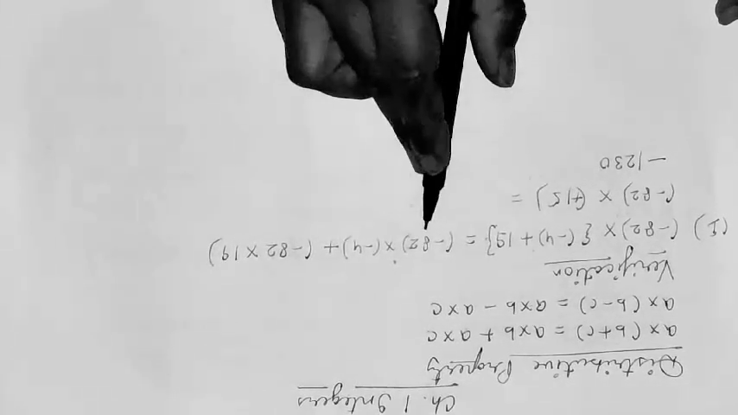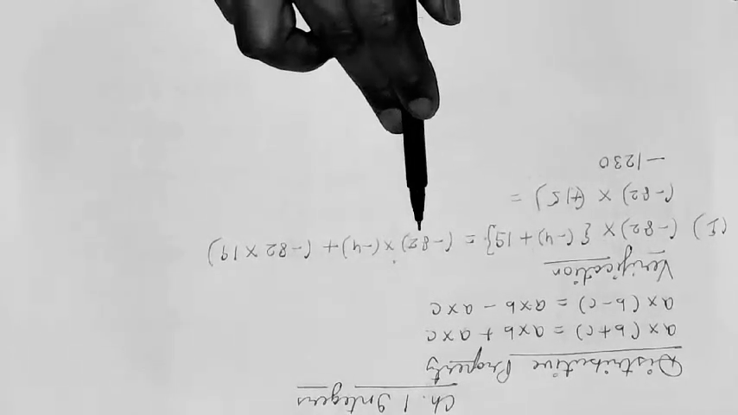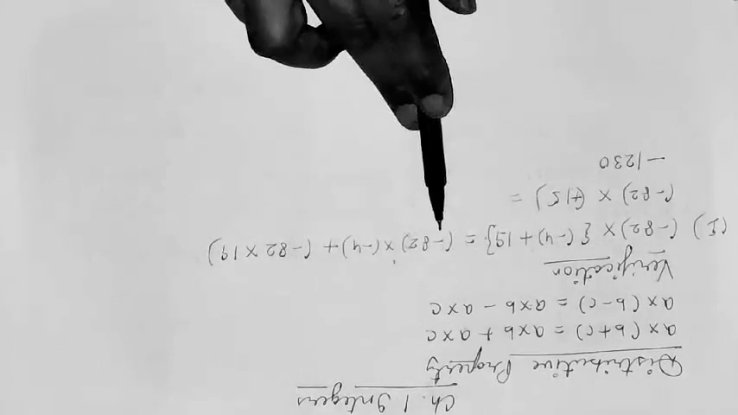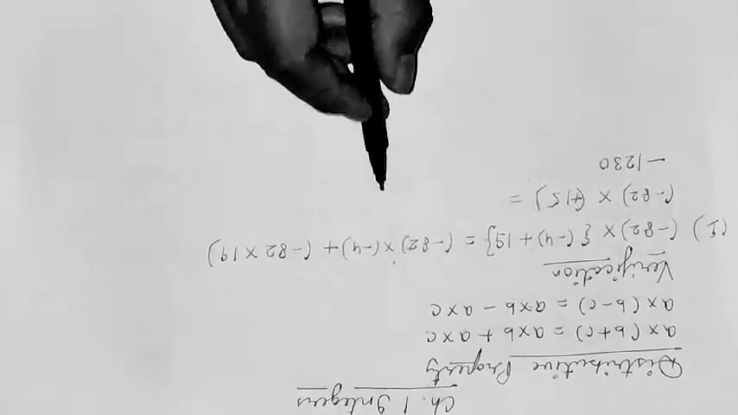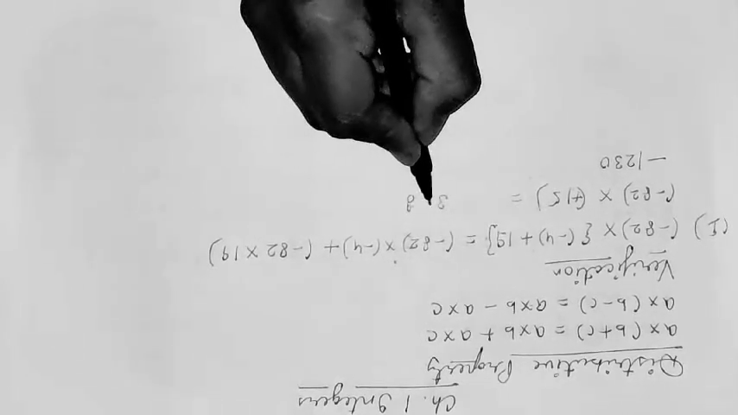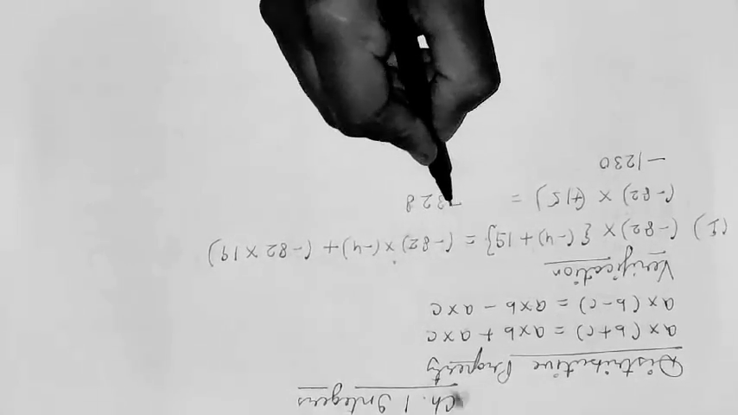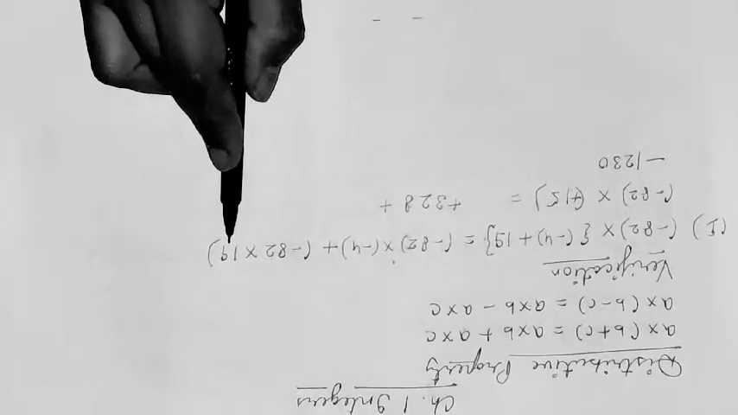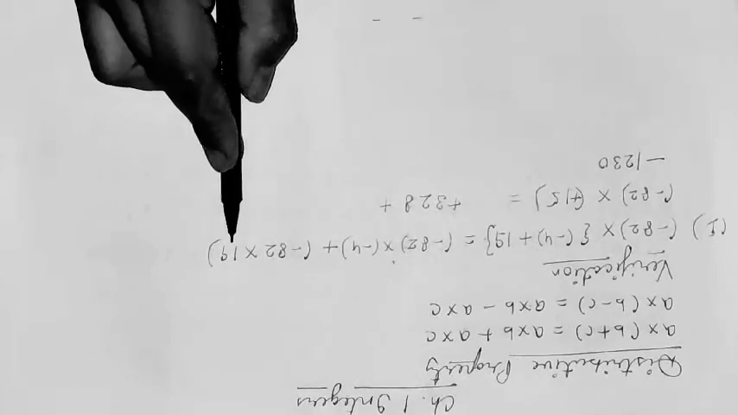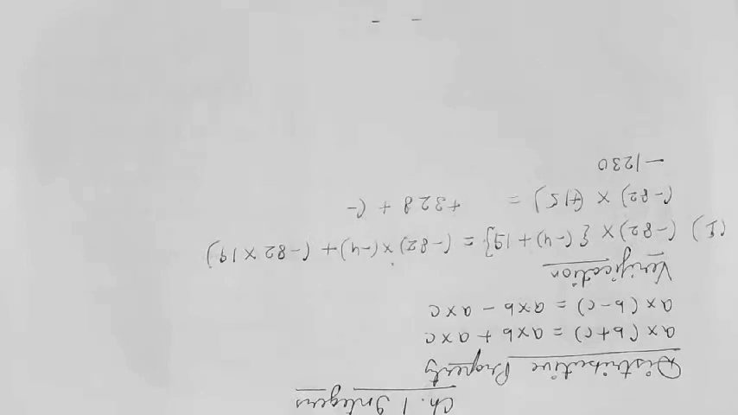Now I will solve the right hand side. Right hand side, first we will do the multiplication part. Minus 82 multiplied by minus 4. Both the numbers are negative, so negative and negative makes a positive in multiplication. So we have 328 after multiplying the two numbers. Positive 328. Shall I write plus here? Then plus, minus and plus. When we multiply a negative number and a positive number, the sign of the product will be negative. Now multiply minus 82 into 19.